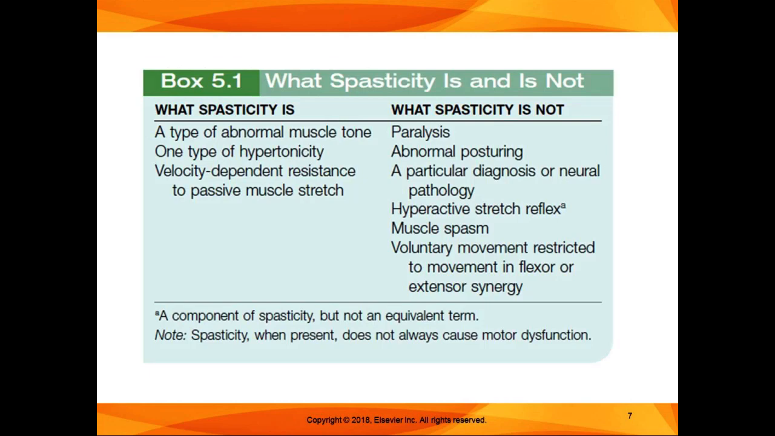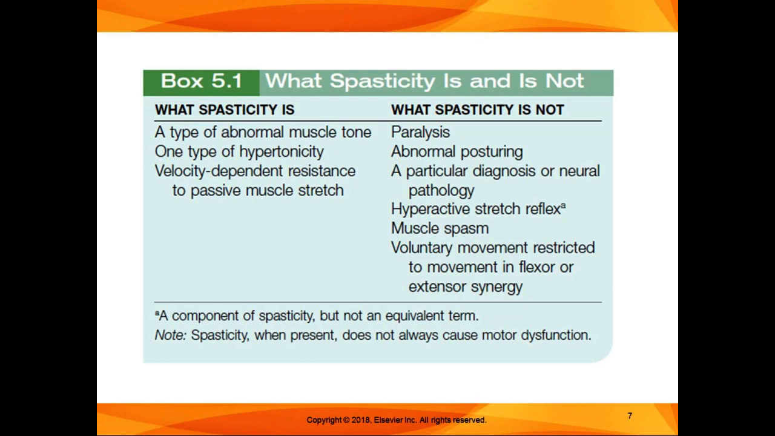So I love this box in the book because people get mixed up on spasticity. This is what it is and what it is not. So spasticity is a type of abnormal muscle tone that is velocity dependent.